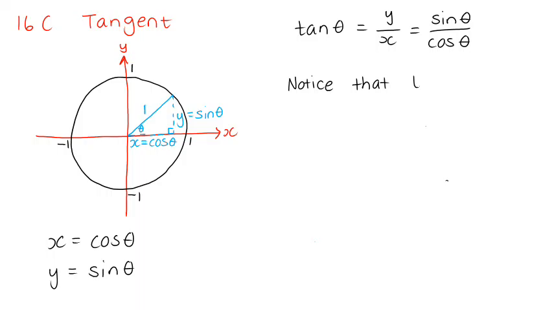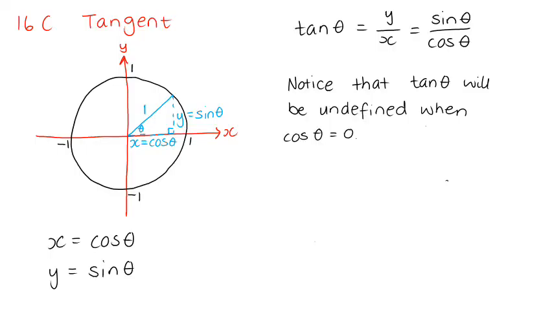Notice that tan theta will be undefined when cosine theta equals 0. Why? You can't have 0 as a denominator. So tan theta is going to be undefined when that denominator is 0. So at what point is cosine theta equal to 0?